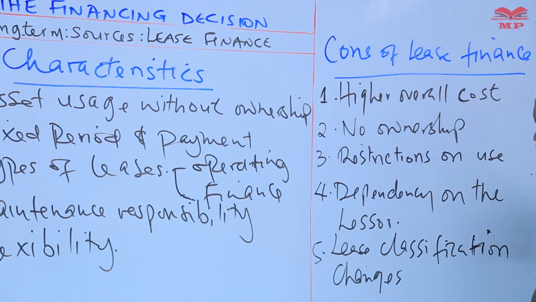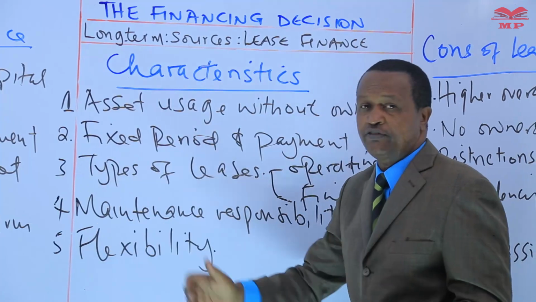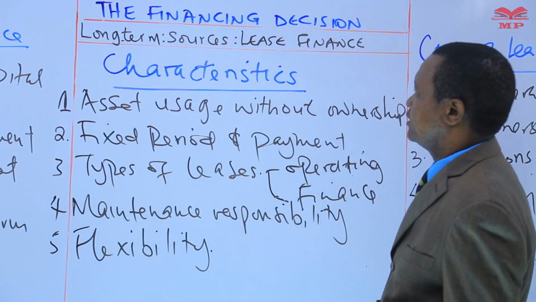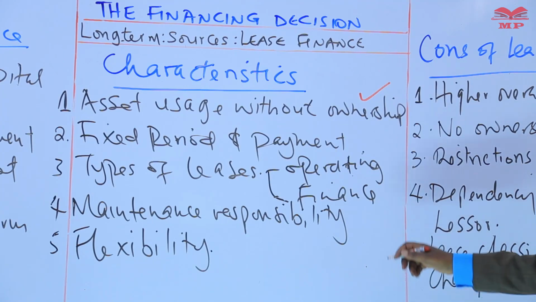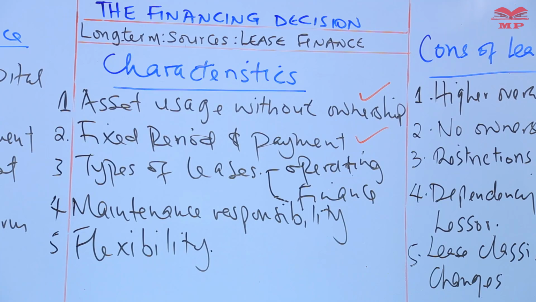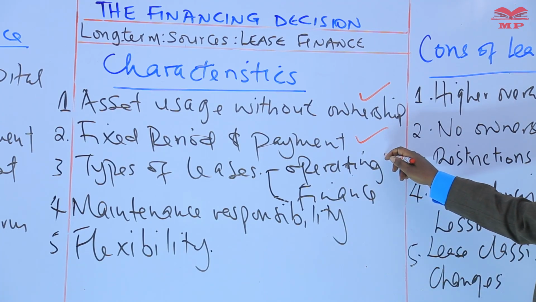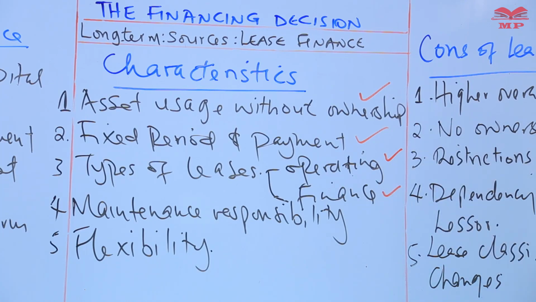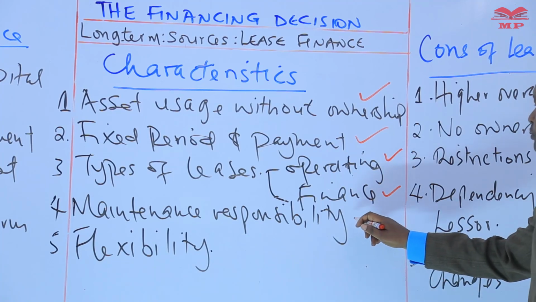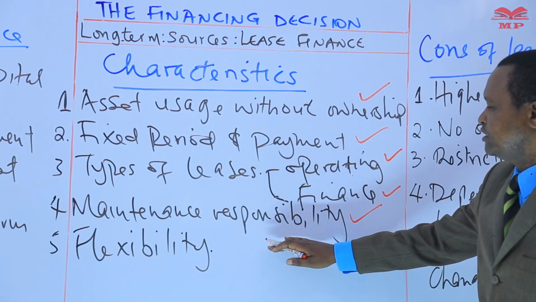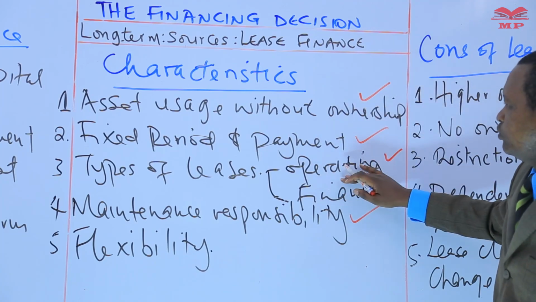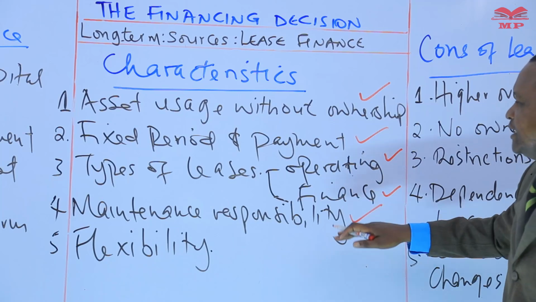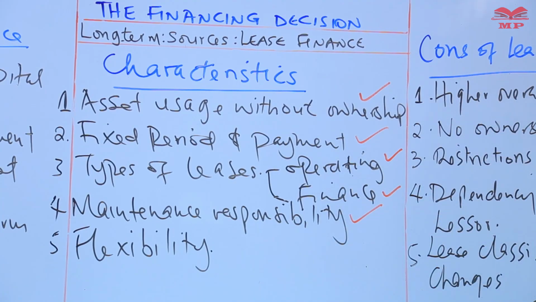disadvantages of lease finance. We've identified five benefits of lease finance. We've also highlighted five characteristics of lease finance. The first one being asset usage without ownership. There is a fixed period and payment that is a characteristic. Leases can also be classified as either operating leases or finance leases. There is the characteristic on maintenance responsibility. We saw that the responsibility to maintain the asset is dependent on the type of the lease. For the operating lease, it is the lessor who maintains the asset, and for the finance lease, the lessee has the responsibility to maintain the asset. Another feature is on flexibility. So these are five characteristics.